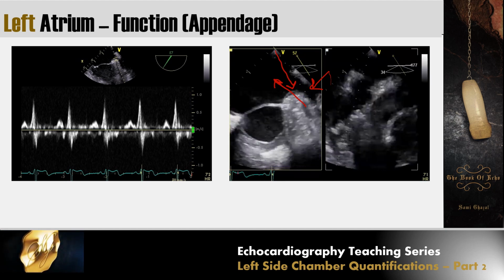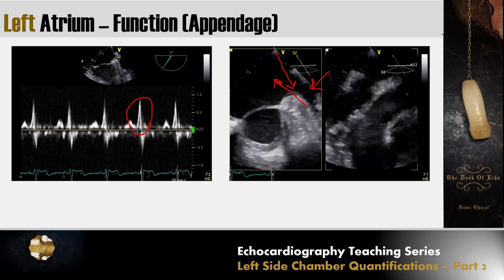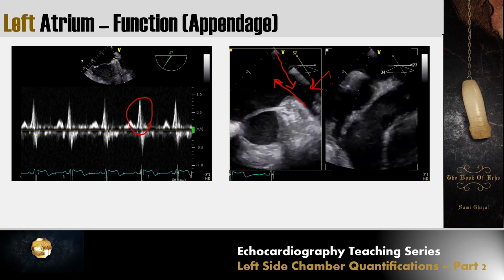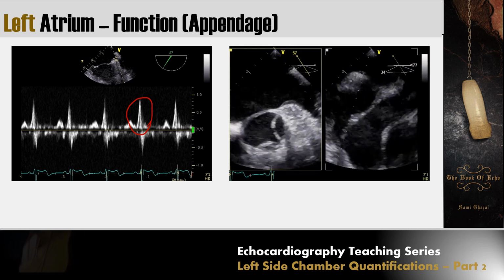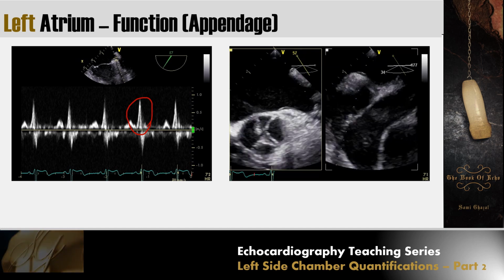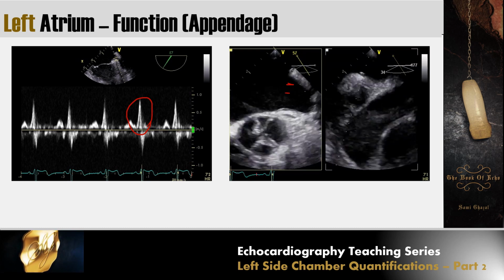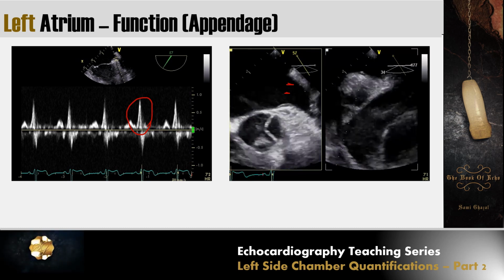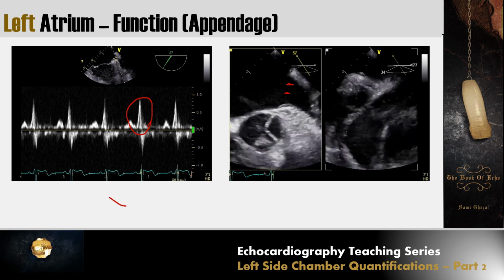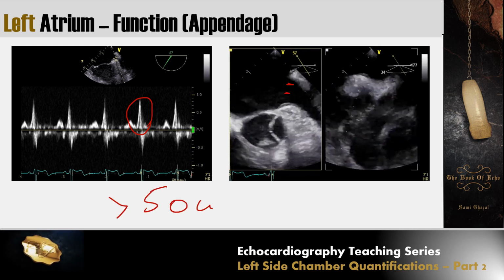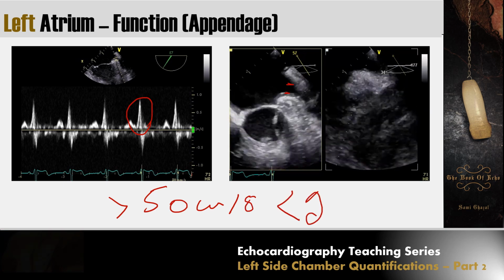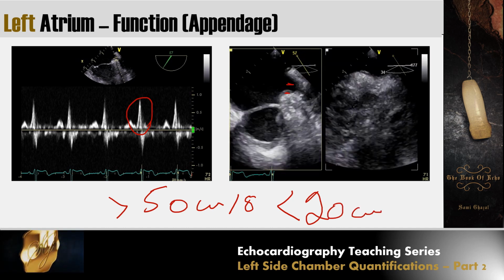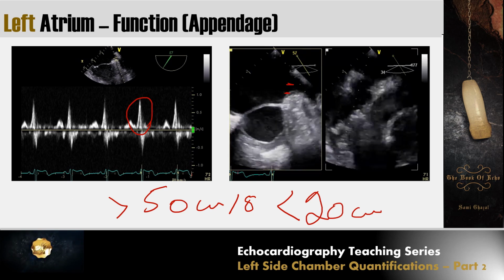Okay, so then we measure it by pulse wave Doppler. We just put our sample volume, and we will see this in detail in the transesophageal echo lecture. We put the sample volume here at the mouth or opening of the left atrial appendage. Normal velocity is more than 50 centimeters per second. However, if the velocity is below 20, now we will have a risk for formation of left atrial appendage thrombus.